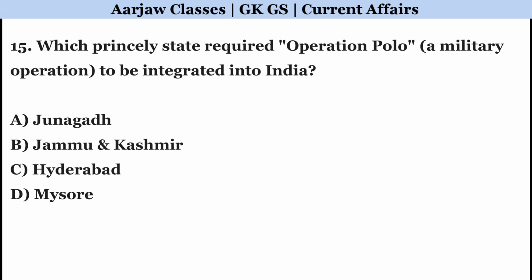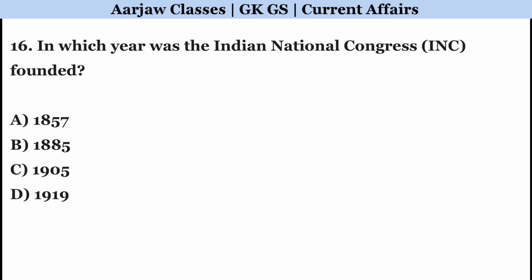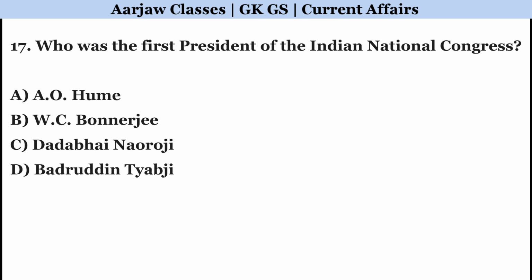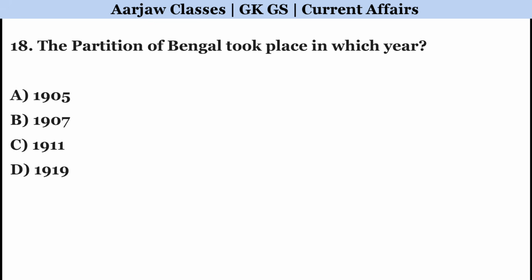Which princely state required Operation Polo to be integrated into India? Correct option is C. Hyderabad. In which year was the Indian National Congress founded? Correct option is B. In 1885. Who was the first president of the Indian National Congress? Correct option is B. W.C. Banerjee. The partition of Bengal took place in which year?